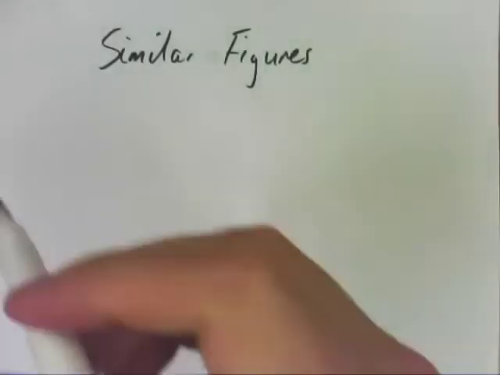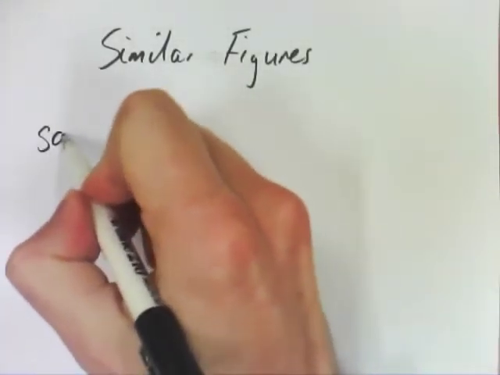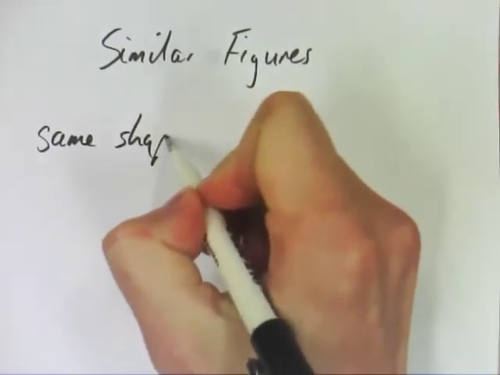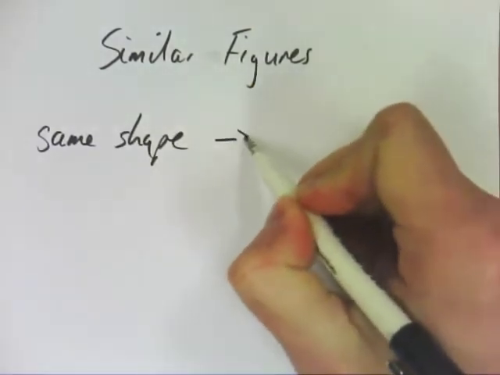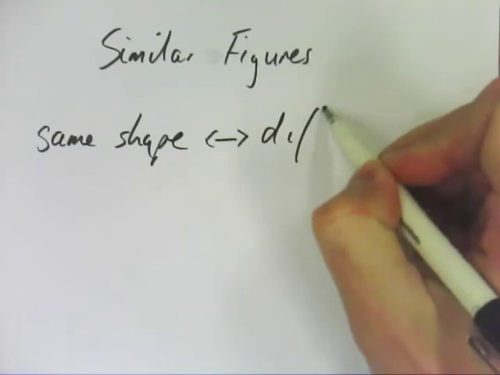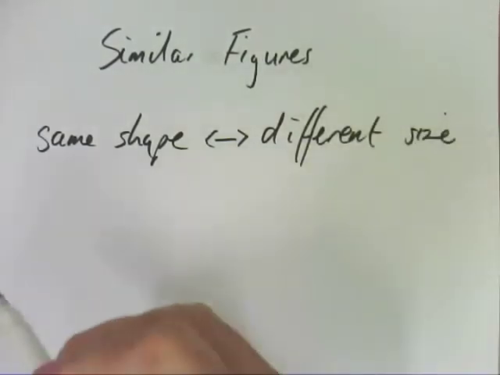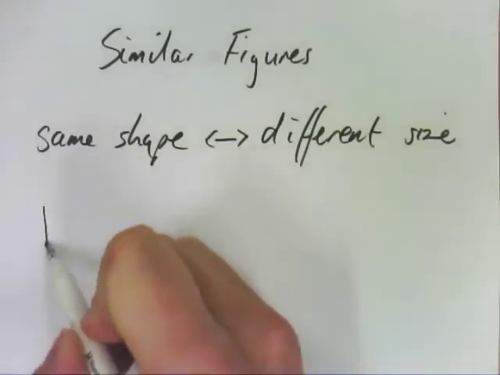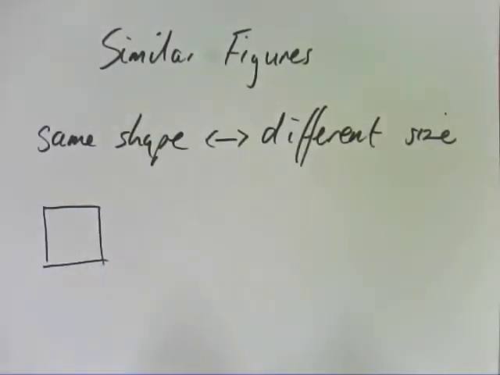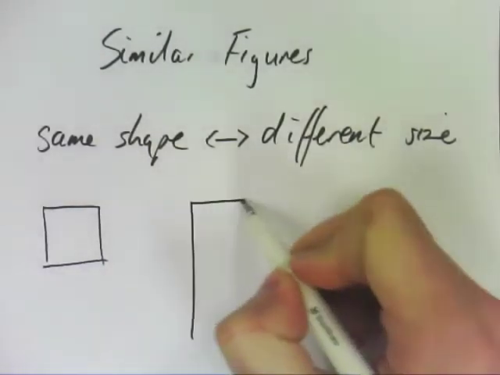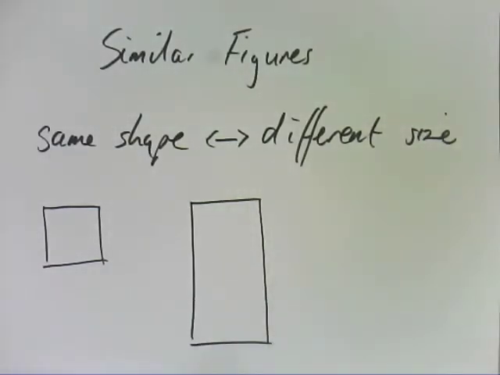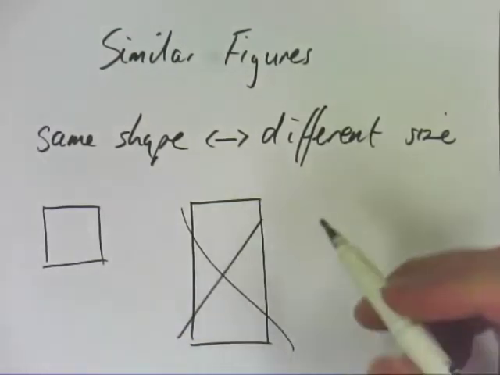Similar figures are figures that are the same shape, but they have a different size. So for example, if I had a square and then I drew a rectangle beside it, these would not be similar figures because they aren't the same shape. Okay, so not a similar figure.